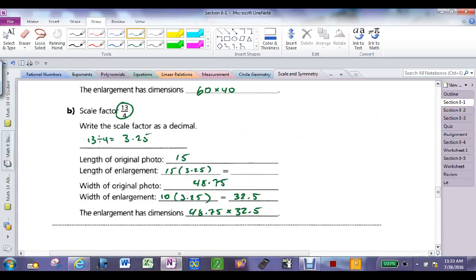Everybody cool? So, 1, get your scale factors as decimals. 2, recognize if your scale factor is bigger than 1, it's an enlargement, smaller than 1, it's a reduction. 3, make sure your measurements are in the same units. Everybody good? Really good?